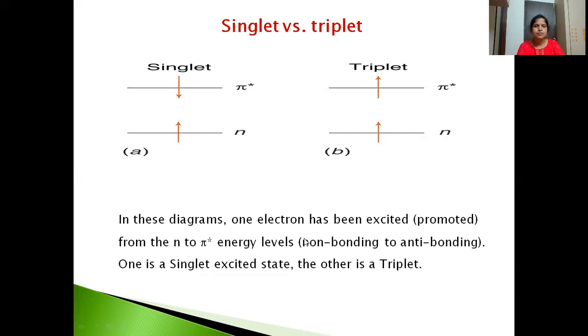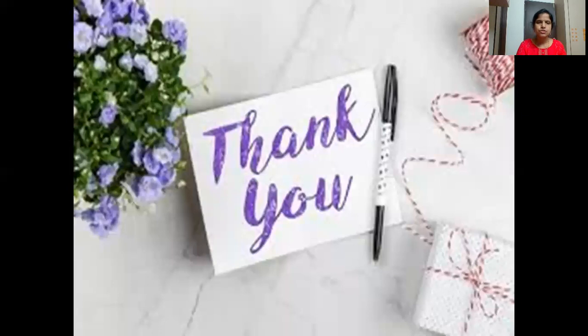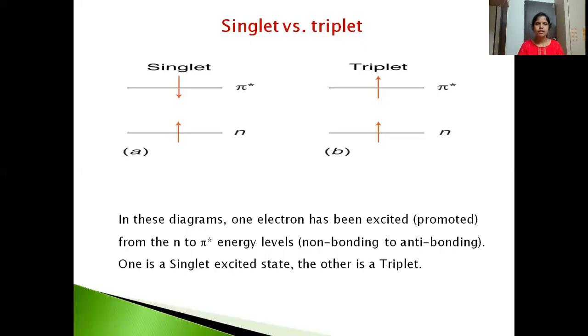So in this diagram, one electron has been excited or promoted from N to pi star energy level, that is non-bonding to anti-bonding. So one is giving rise to singlet, the other is giving rise to a triplet. So during the excitation of the electrons from one energy level to another energy level, either it may lead to a singlet energy state or a triplet energy state. That we will continue in our next class.